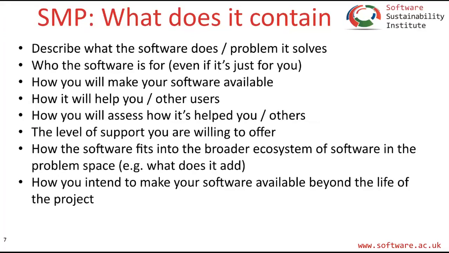So what does a software management plan contain? Well, it describes what your software does, what problem it hopes to solve, who the software is for, even if it's just for yourself, how you'll make your software available, how it will help you and others, how you will assess how it's helped you and others, the level of support you're willing to offer, how the software fits into the broader ecosystem of software in the problem space, e.g., what does it add, and how you intend to make your software available beyond the life of the project. These are some of the higher level goals of software management plans.